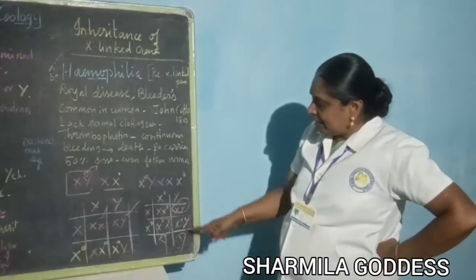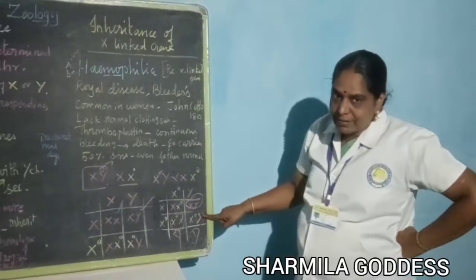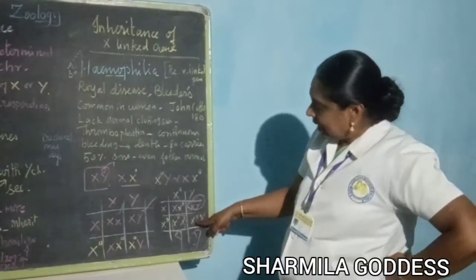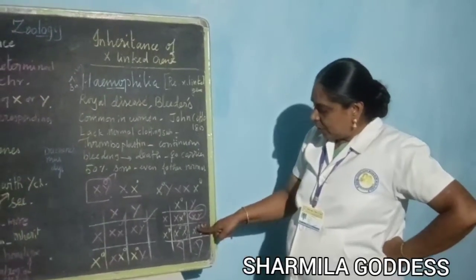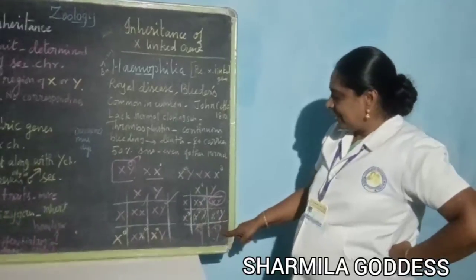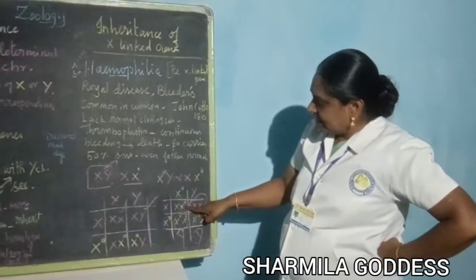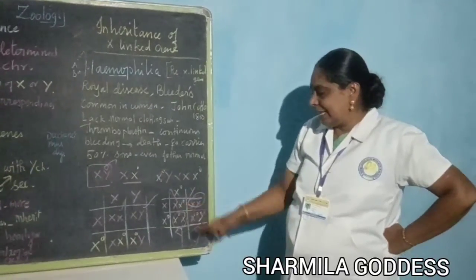Can you understand? Why, ma'am? There is another one that is normal. No, this is recessive. Y is recessive. The X is dominant, but now it is affected. Now both are recessive. So this is also disease. These two are disease, one normal. What about this? This is a carrier female. This is a carrier female.